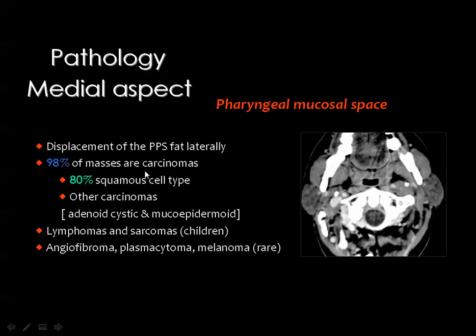98% of the masses are carcinomas. 80% of these 98% represent the squamous cell type of carcinomas. Other types of carcinomas, which are considered relatively uncommon, include adenoid cystic and mucoepidermoid carcinomas. The remaining 2% include other tumors rather than carcinomas, like lymphoma, sarcoma, angiofibroma, plasmacytoma, and melanoma.